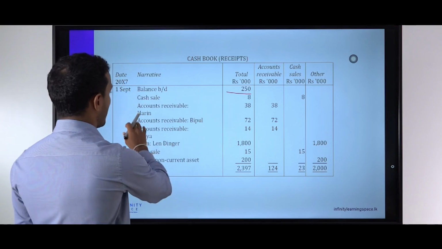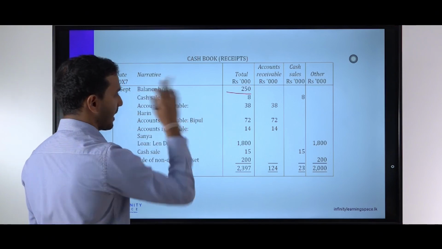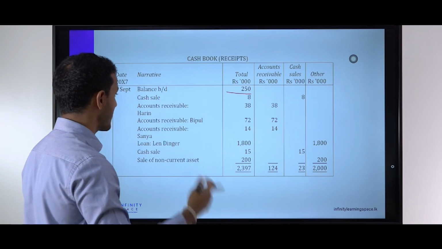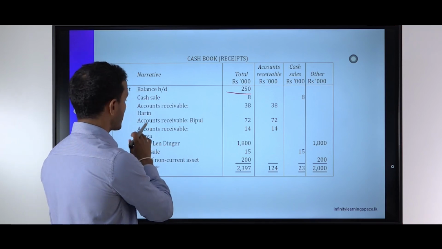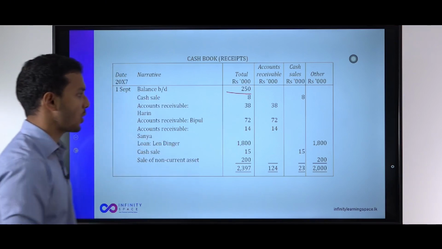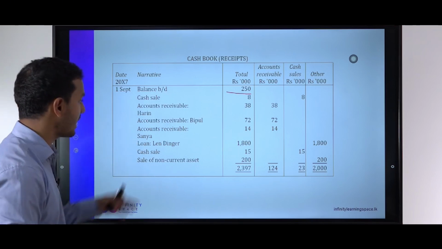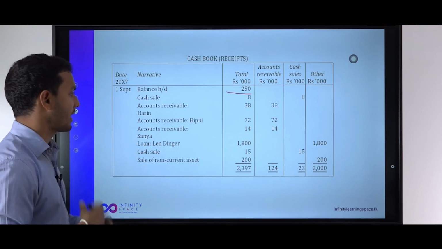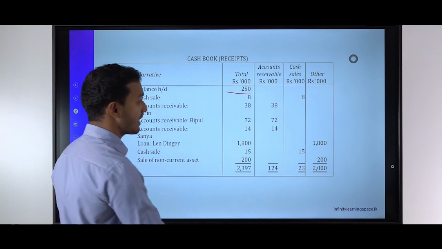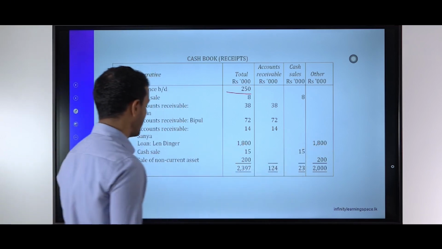Then accounts receivable Bibul, another debtor who has paid us money. Accounts receivable Sanya, again another customer who has paid us money. Loan, we have taken a loan from Lendinger, right? We have taken a loan, so 1,500 we received in cash, that goes under other.